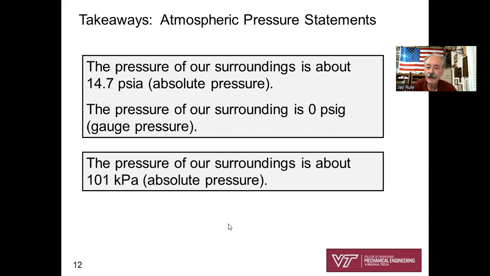Another takeaway, statements about the atmosphere, the pressure of our surroundings. The pressure of our surroundings is about 14.7 psia. Okay. As you go higher in elevation, that pressure drops, doesn't it? And so probably in Blacksburg, you're looking at about 14 psia, but in general, at sea level, atmospheric pressure is around 14.7 psia, absolute pressure. The pressure of our surroundings is 0 psi gauge, just like I demonstrated with this gauge, okay? And then finally in SI, the pressure of our surroundings is about 101 kPa absolute pressure.